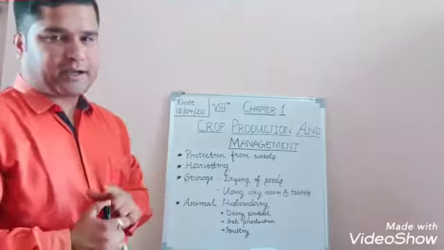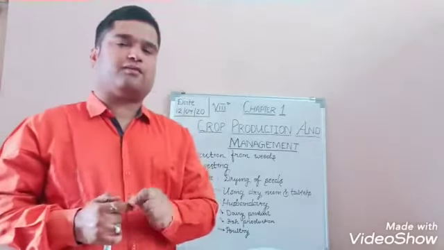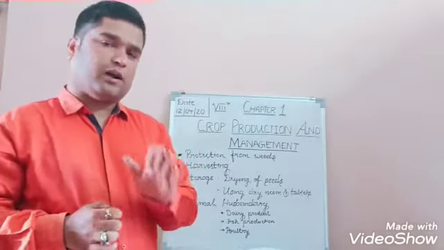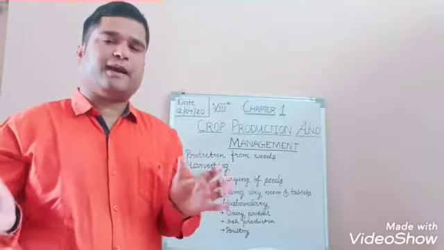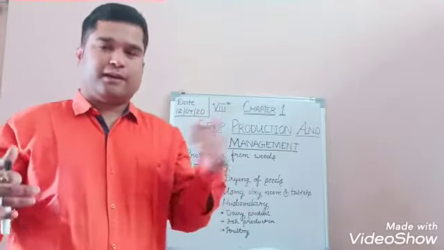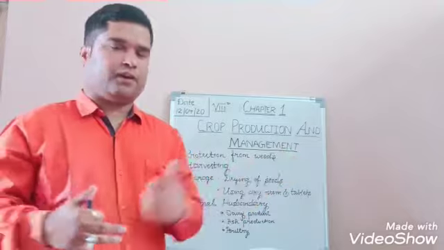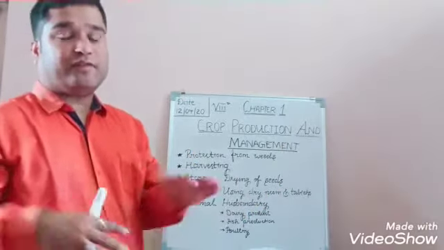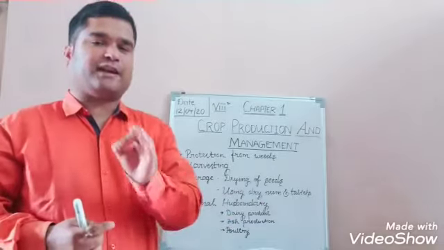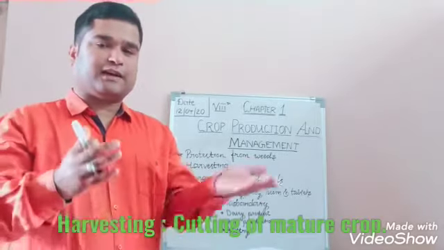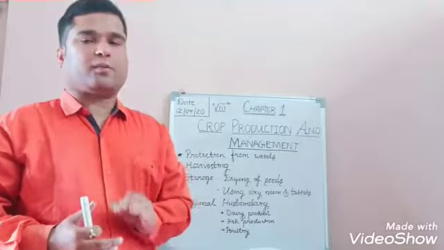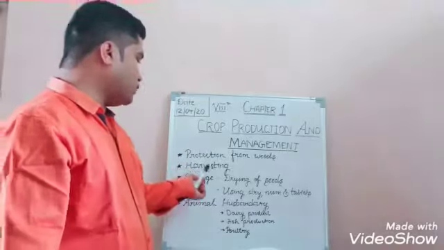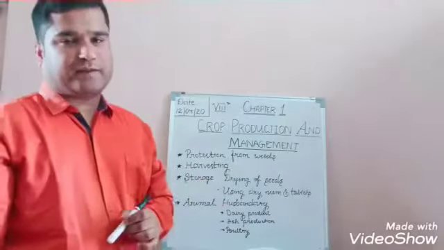Now we have protected our crops from insects, pests, and weeds. Now again the crop will be happy and it will grow in its course of duration. And one time will come when that crop will get mature. Our crop is ready to cut. So we will cut that crop, and cutting of mature crop is known as the process of harvesting.